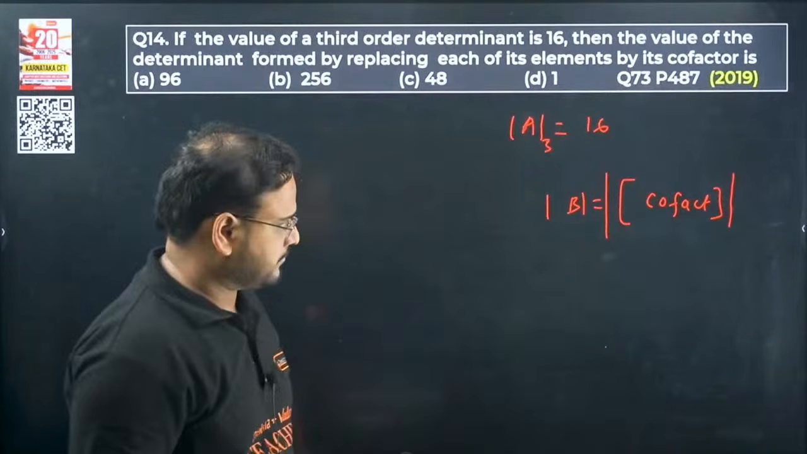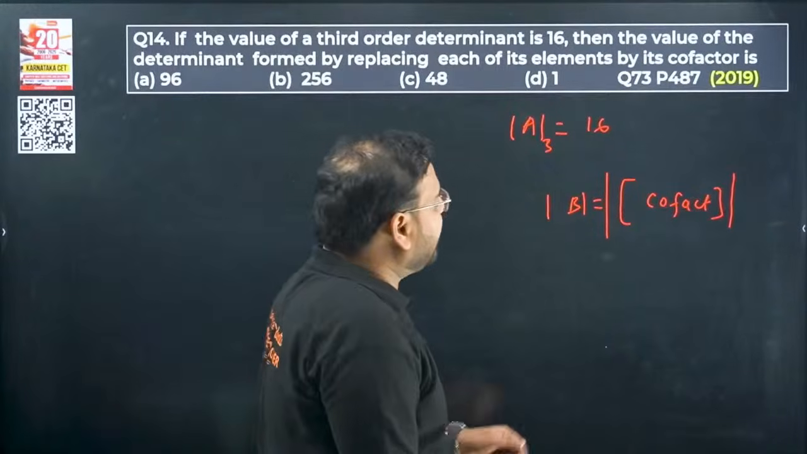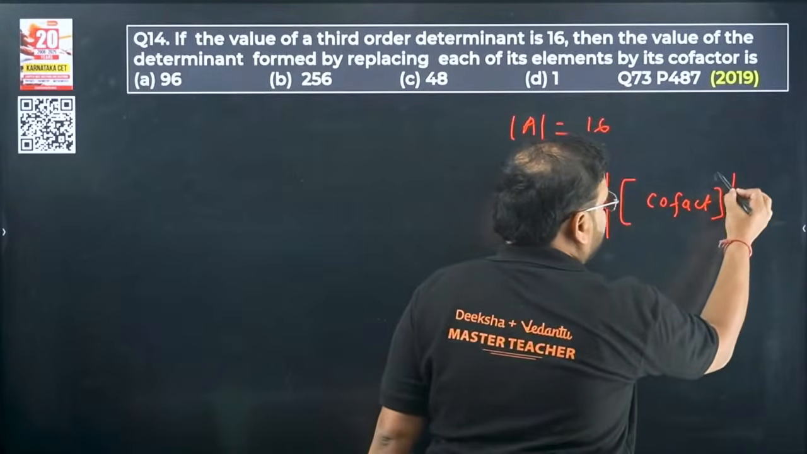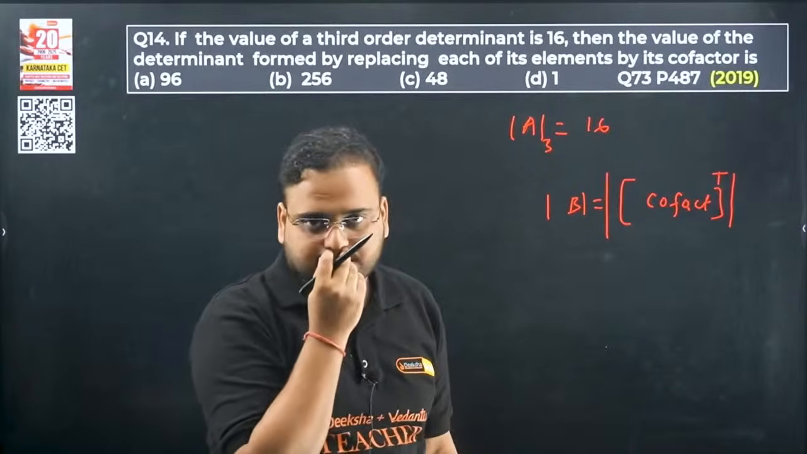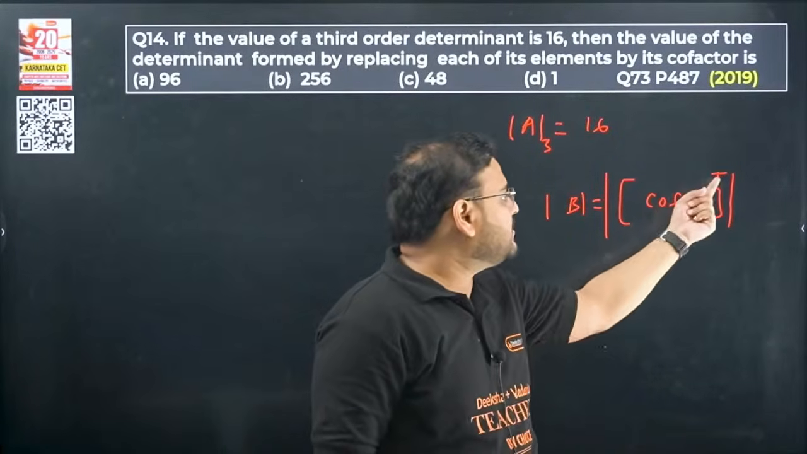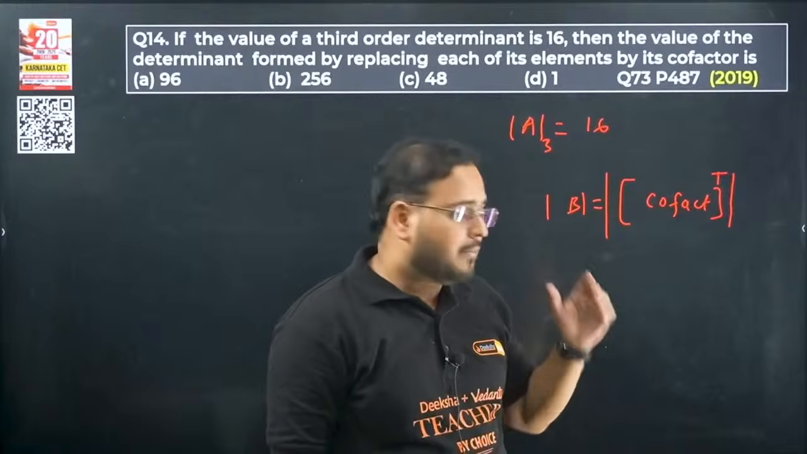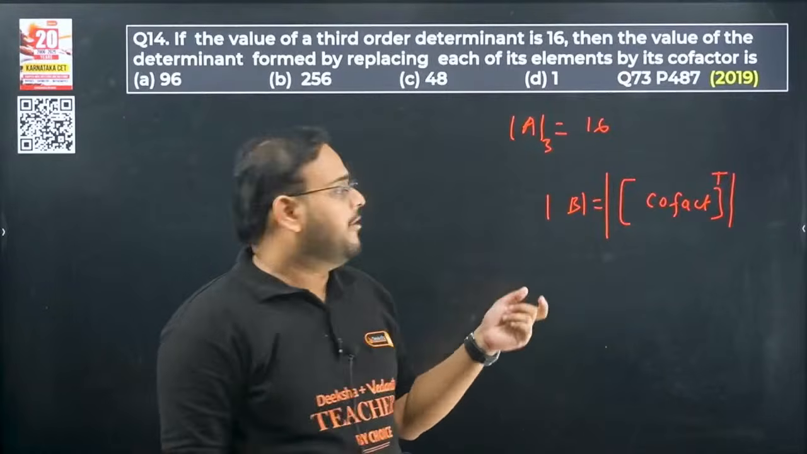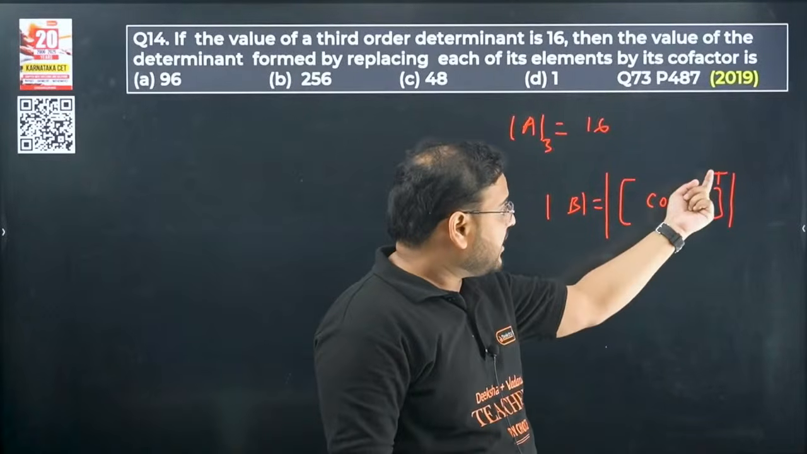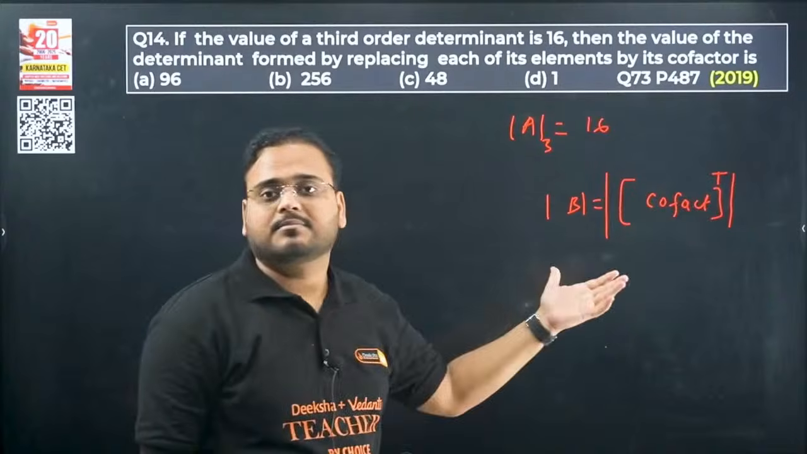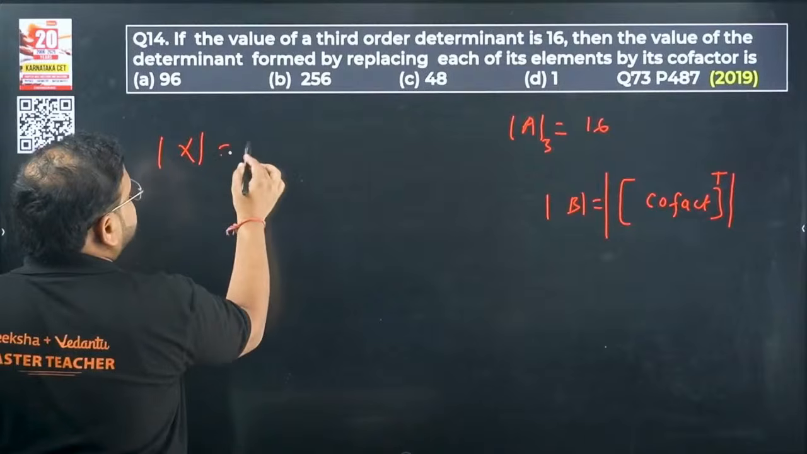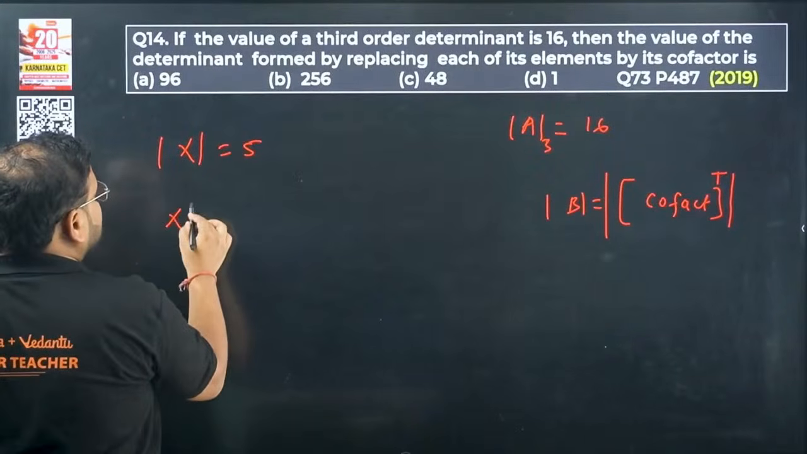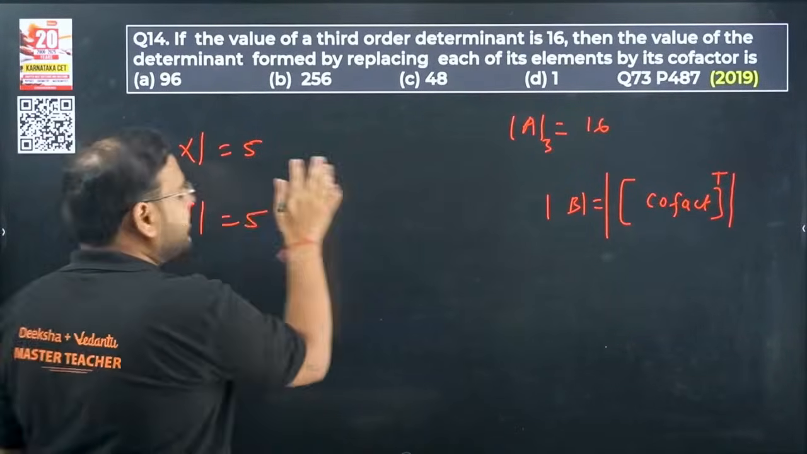Sir, if we had a transpose over here, then this will simply become the adjoint. Correct? If it is transpose, it will become simply the adjoint. But listen to me carefully. Whether it is transpose or not, what will the answer be? If I have a matrix X and its determinant is 5, then for X transpose, what is the answer? It remains the same, 5 only.